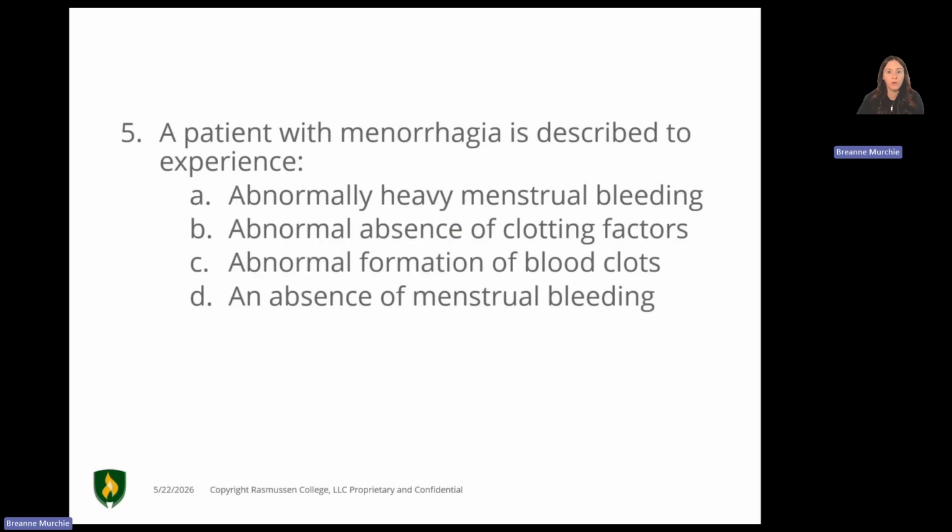Okay, number 5, a patient with menorrhagia is described to experience abnormally heavy menstrual bleeding. Menor is referring to menstrual blood, and then rhagia is excessive flow.